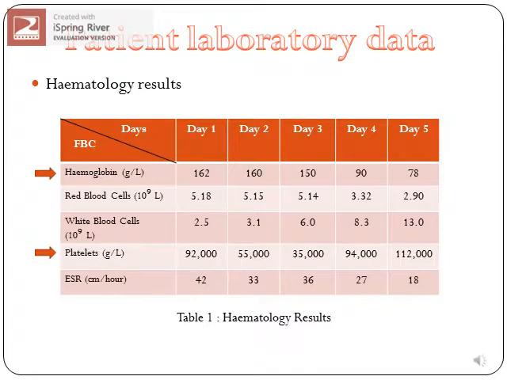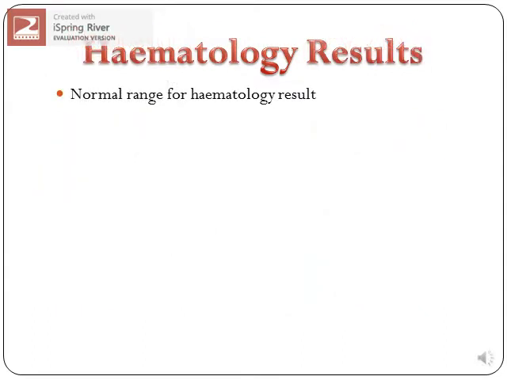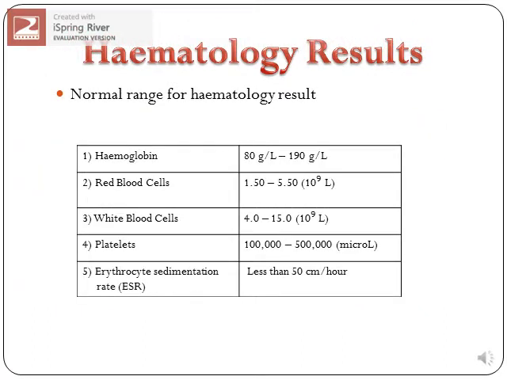You can find the next result, which is the platelets. From day 1 to day 2, there is a sudden drop and there is another drop on day 3, while it increased back during day 4 and day 5. Red blood cells show a decreasing pattern and white blood cells show an increment. For ESR, the values are inconsistent. The slide shows the normal range for the hematology results for hemoglobin, red blood cells, white blood cells, platelets, and also ESR.